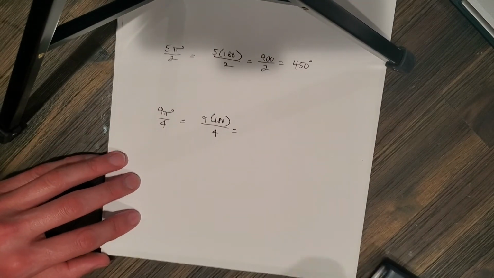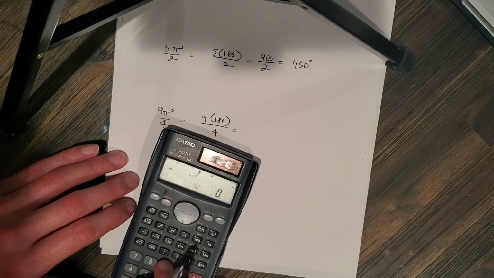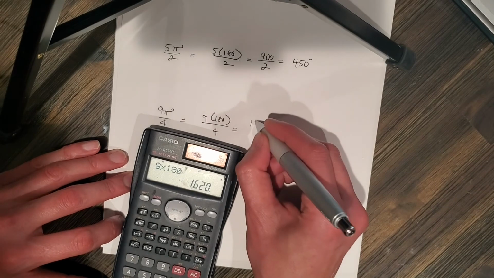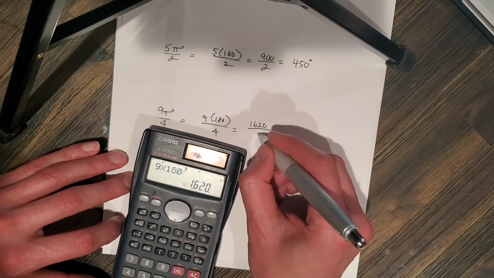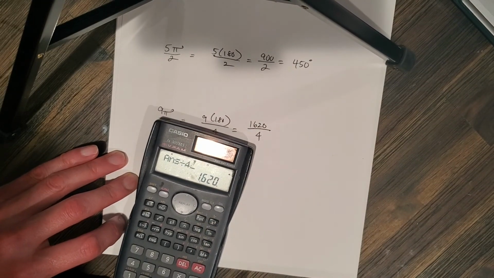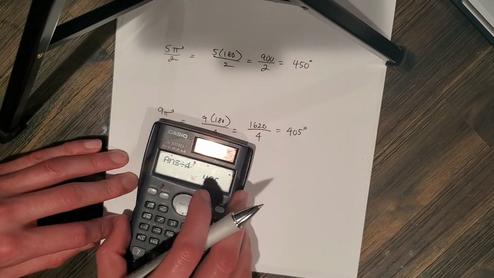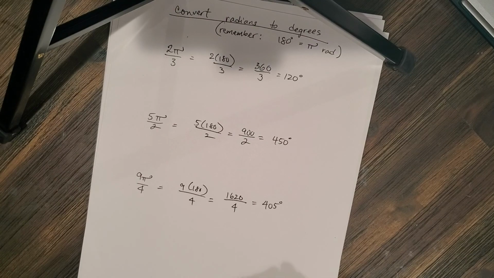And lastly, 9 times 180, I get 1620 divided by 4 is 405. So 405 degrees, and I'm done. That's all there is to it.